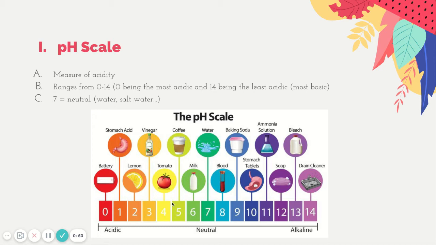Here are some examples in this picture of things that tend to be acidic. Notice that they're actually a lot of things that we ingest. So coffee, tomatoes, lemon. We have acid in our stomach, butyric acid, battery acid. And then a lot of our bases tend to be like cleaning stuff. So baking soda, ammonia, bleach, soap, and the tablets that you put in your stomach, like a Tums, when you're trying to settle it down.